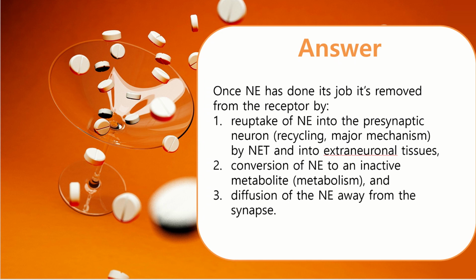And then the second of the 3 is conversion of the norepinephrine to an inactive metabolite, or metabolism. And then the final way it is removed from the receptor is diffusion of norepinephrine away from the synapse. So as we said, the major mechanism is recycling, but there are 2 others.